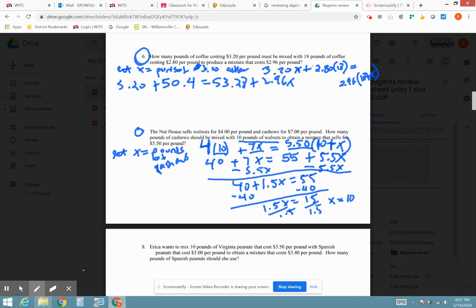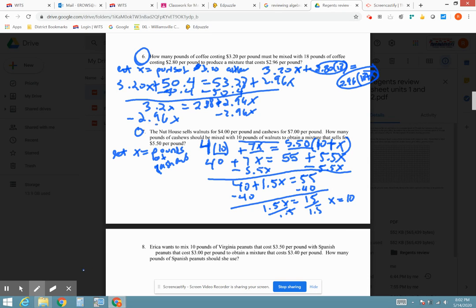Okay, so what I did is I did this multiplication and I did this distribution. I lost an x over here. Now I'm going to combine. I have 53.28 minus 50.4, which gives me 2.88. So I have 3.2x equals 2.88 plus 2.96x. Subtract the 2.96x. So I have 3.2 minus 2.96, which gives me 0.24.